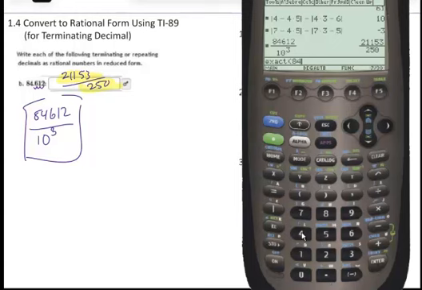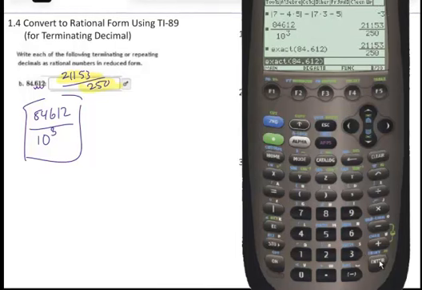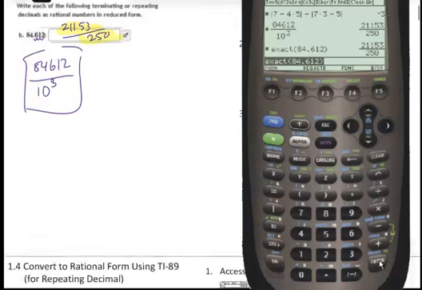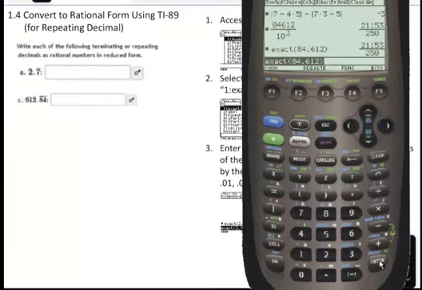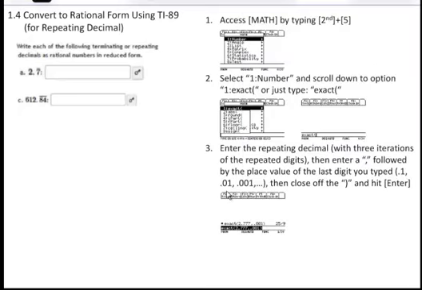So if we type what we have, 84.612, into this, if it's a terminating decimal, that's all you need to do. Close the parentheses, and it will give you that rational form. So this confirms what we just did. If it's a repeating decimal, then you have to add an extra step, which you're going to see in the next slide.